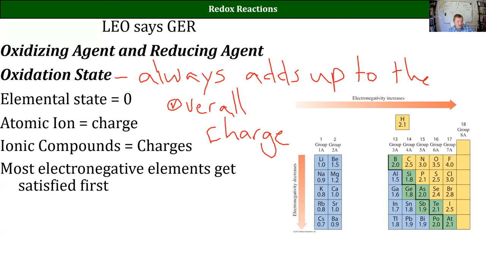For covalent compounds, if we want to assign the oxidation state, we still need the oxidation states to add up to zero if it's a neutral compound. So for instance, if we had PCl3, phosphorus trichloride, we need the oxidation states on all of these atoms to add up to zero because the charge on the overall compound is zero. So with covalent compounds, this is why we spent the first half of lecture talking about electronegativity.